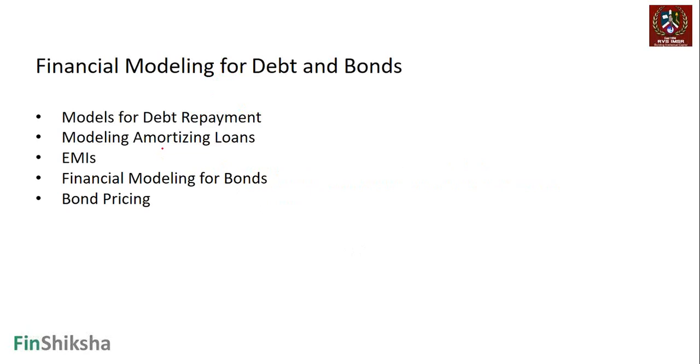How do you model what is called an amortizing loan? An amortizing loan is nothing but a loan where slowly you are repaying the principal, and because you are repaying the principal, the loans keep becoming smaller. The loans get smaller over a period of time. And just like amortization or depreciation reduces the value of an asset, an amortizing loan will keep reducing the value of the loan, the principal amount, as you go along, right?